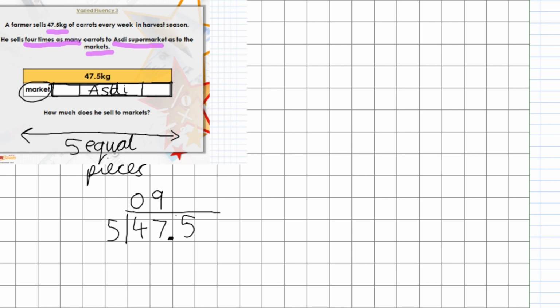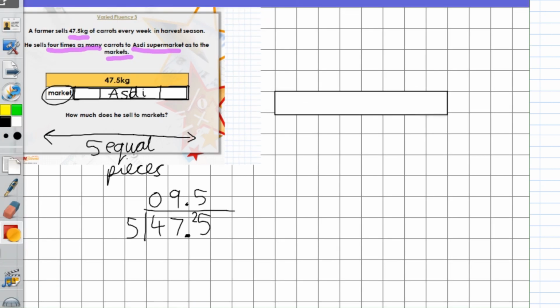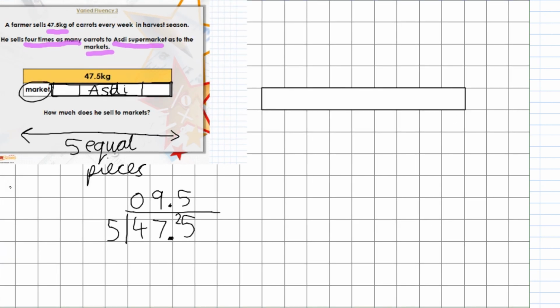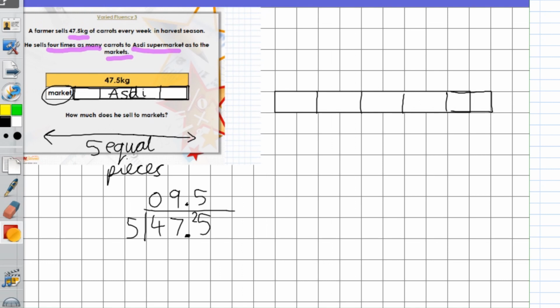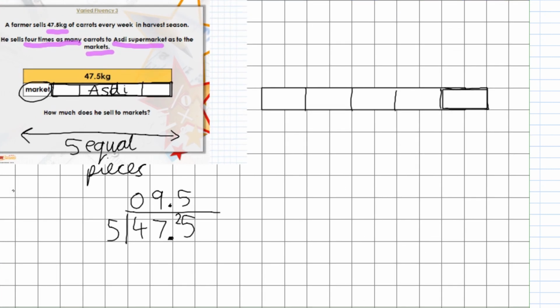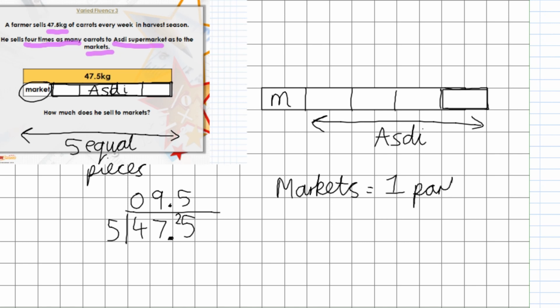5s into 4 is 0, into 47 is 9, remainder 2, and 5s into 25 is 5. So 9.5 is the value for each bar. Just drawing the bar model up here again really quickly. I have got 5 equal pieces. 1 is the market and 4 go to Asda. Each piece is 9.5. And all I need to work out here is what 1 piece is, because the market is 1 piece. So he sells 1 part to the market, which is 9.5.